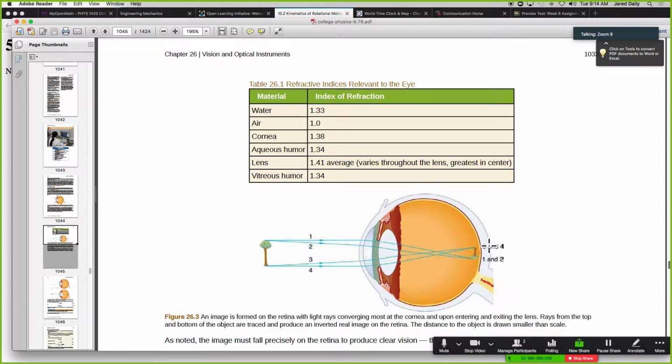So the real image is actually projected onto your retina. If you could actually look at your retina, you would see images of the things that your eyeball is seeing projected onto your retina.